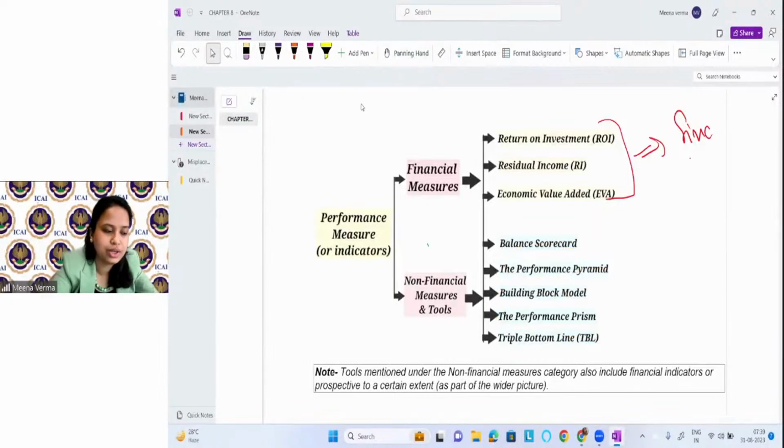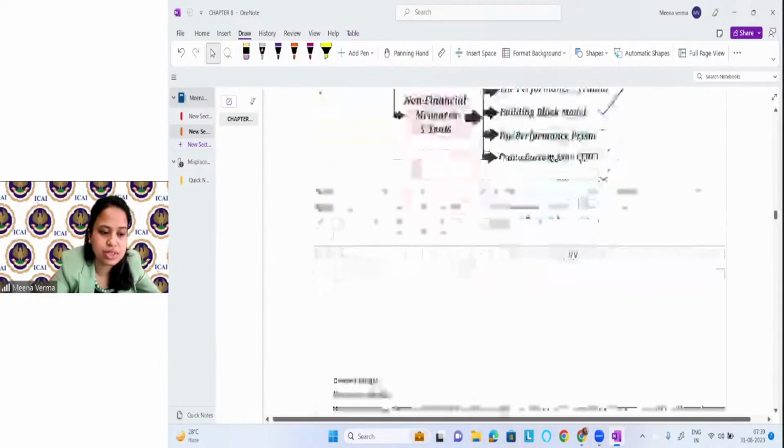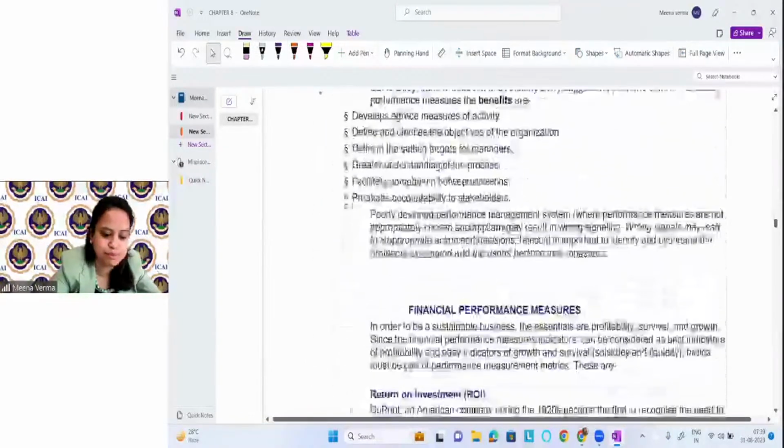All right. Now the next model is what? Building block model. What is it? Now let's see what this building block model is.